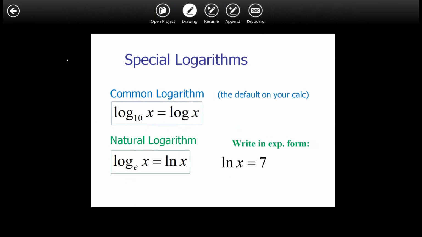It's not "ion," it's ln. It represents natural log. It's on your calculator. It has it there, ln.